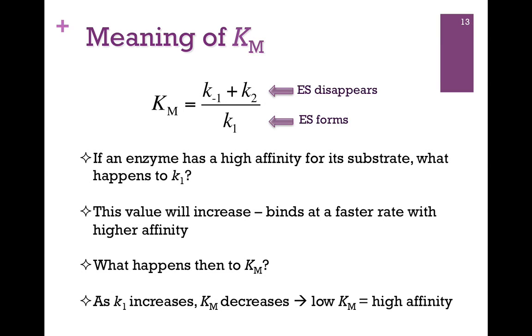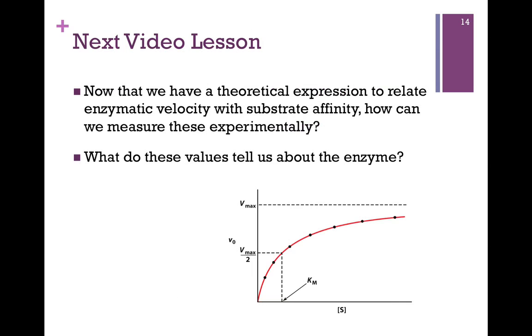So as K1 gets larger, what happens to Km? Well, as K1 increases, Km decreases. So the lesson here is that a low Km is associated with a high affinity. Remember the myoglobin saturation curves? We saw a similar thing, didn't we? That is that the K or the P50 value was lower as the affinity got higher. So the significance is the same. In our next lesson, we want to see how we can relate the velocity with substrate affinity and how we can measure these experimentally, and then we can figure out what these values tell us about the enzyme.